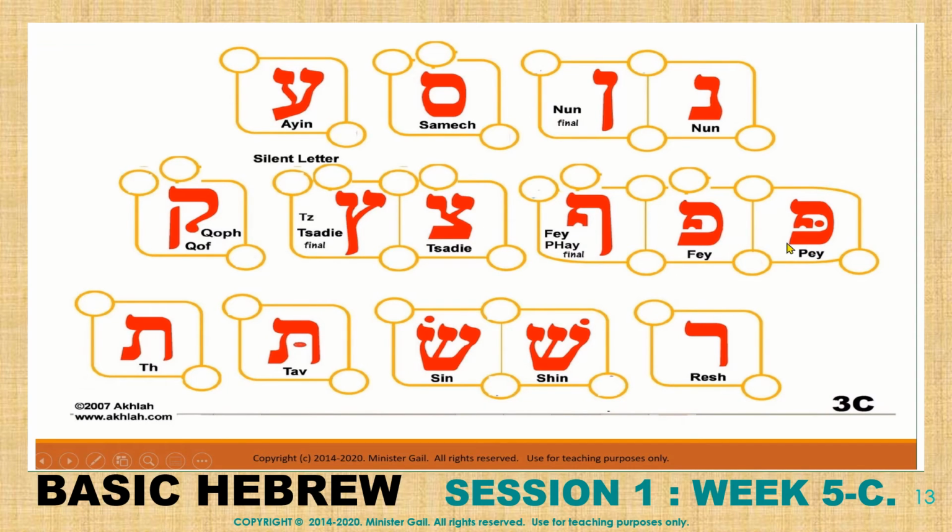P, PH or F, PH or F. With a dot, that will be a P, final or sofit feet, below the line. TS, the branch of righteousness, or TZ. TS or TZ, the tree of life, branch of righteousness, final or sofit feet. Q, R, S, H, S, I, or S, T, or T, H.